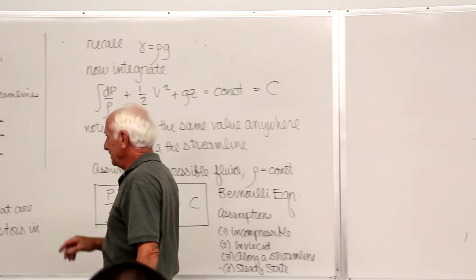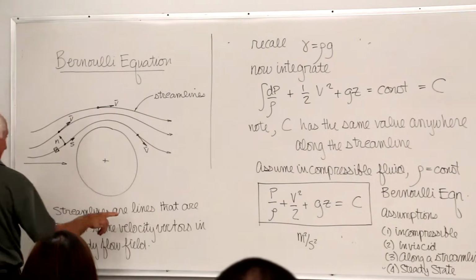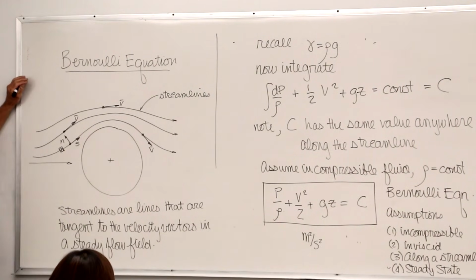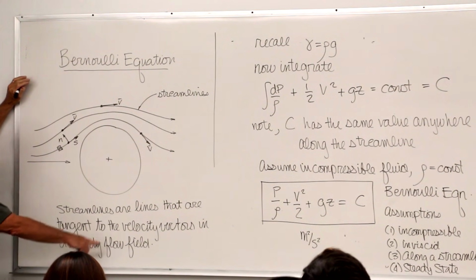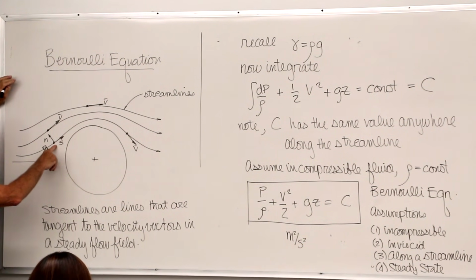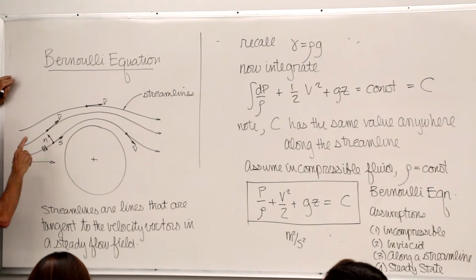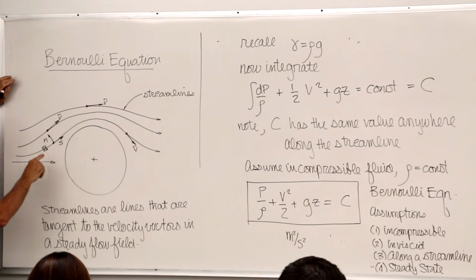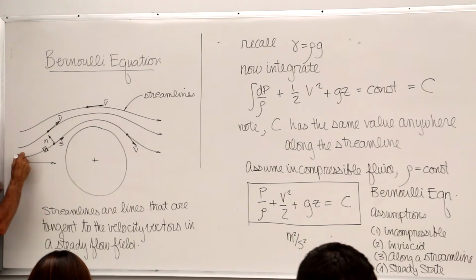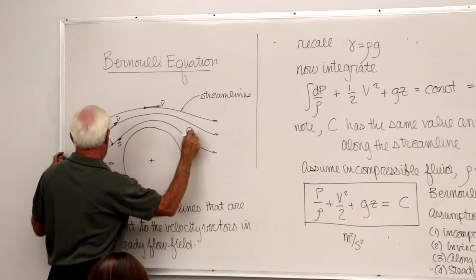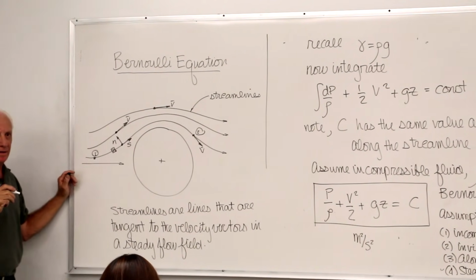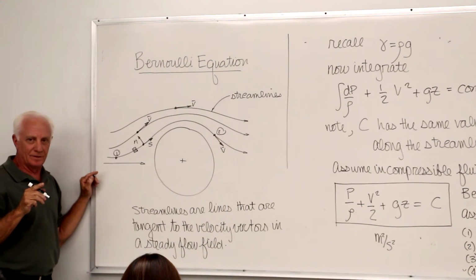Okay, what's a streamline? Right here: lines that are tangent to the velocity vectors at every point in a steady flow field. So there's the word steady. Steady flow field. So it applies along a streamline. That equation applies if you want to call this point 1, then you can call this point 2, and it'll apply along a streamline.